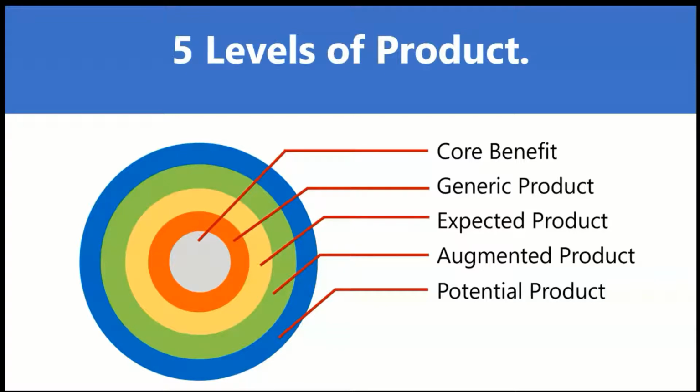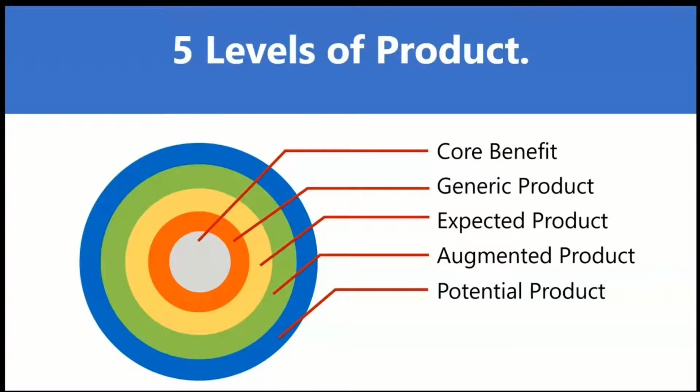This is basically a stripped down, no frills version of the product that adequately performs the product function, in simple words called the basic product. So generic product is nothing but another name for the basic product. So core benefit is the fundamental need, want, satisfaction, and generic product is the basic product, which has the attributes or characteristics absolutely necessary.